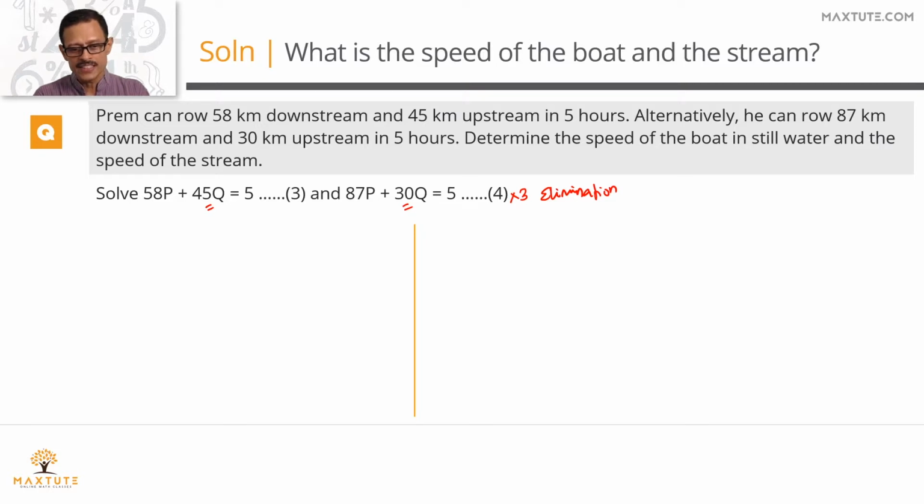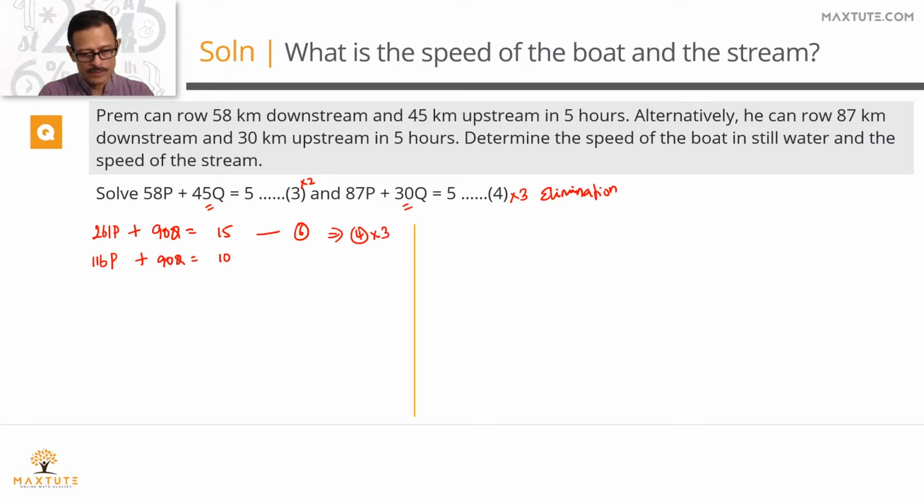So that will leave us with 87 into 3, which is 261p plus 90q. This is equal to 15. This is equation number 6. How did we get 6? 6 is nothing but equation 4 into 3. Let's multiply equation 3 by 2. 58 into 2 is 116. 116p plus 90q is equal to 5 into 2, which is 10. Let's call this equation 5. 3 into 2 is equation 5, 4 into 3 is equation 6. How did we get equation 5? That's nothing but equation 3 into 2.